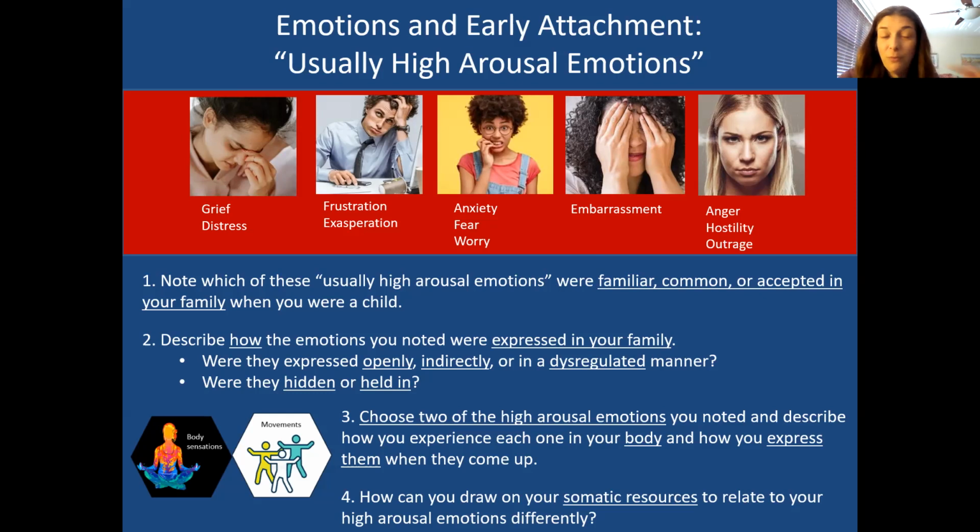And now, talking about our resources, we talked about resources in the earlier part of sensorimotor psychotherapy. How could you draw on somatic resources, so resources using your body, to relate to your high arousal emotions differently? Okay, so if I'm usually very frustrated or exasperated and I start pounding my fists or I start chewing people out on the phone, maybe I can relate to it differently if I change my body in such a way that my emotions start to get more regulated into my window of tolerance.